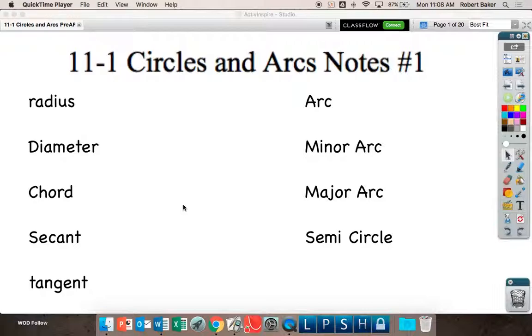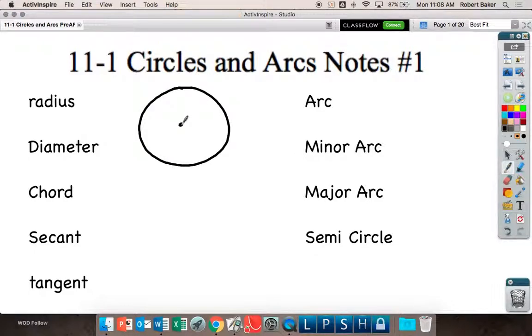No. What is a radius? Distance from the outside of the circle to the center point. Correct. The radius is the distance from the center of the circle to the outside edge of the circle. Okay? So a radius is literally described as the distance from the center of the circle to the outside of the circle.